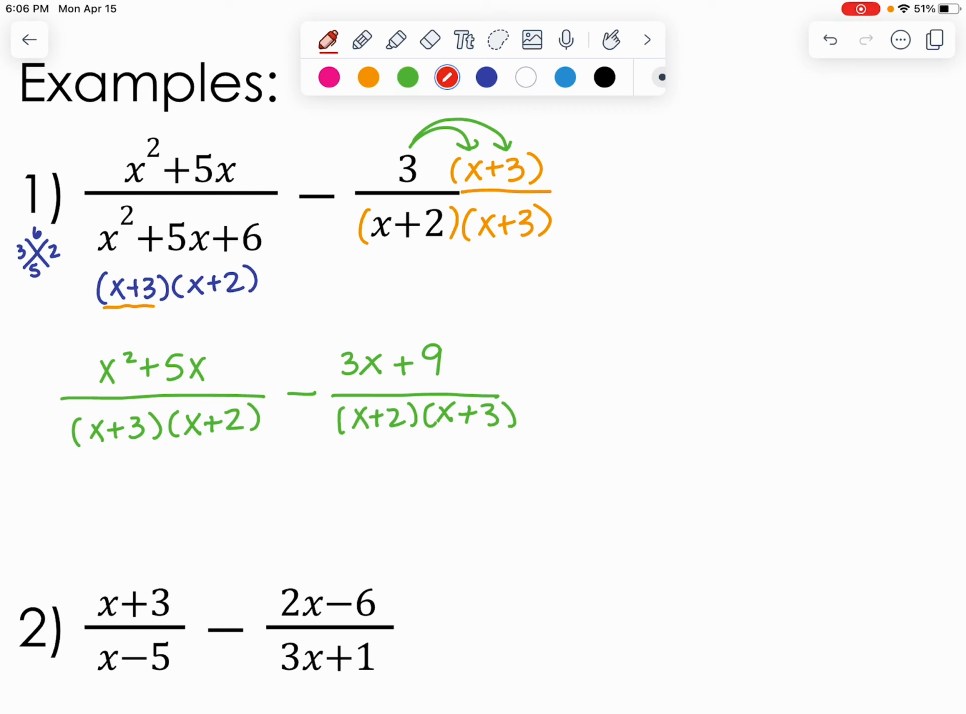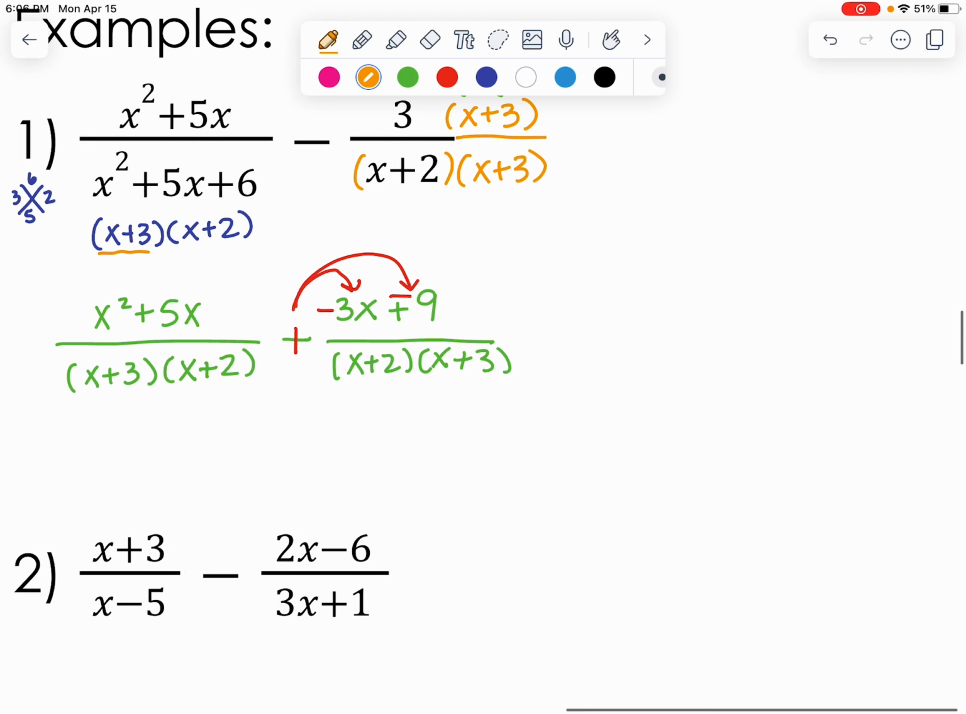Now, subtraction and addition are very similar, but there is one key difference, and that is this very next step. Once we get here, what we want to do is distribute the negative to every term in the numerator that comes after it. So then this would become minus 3x, and this will become minus 9. And then we can treat this problem like an addition problem. So then we will just combine like terms in the numerator.